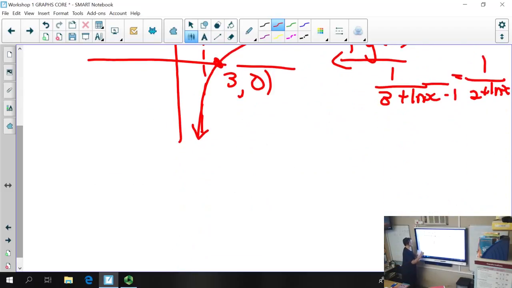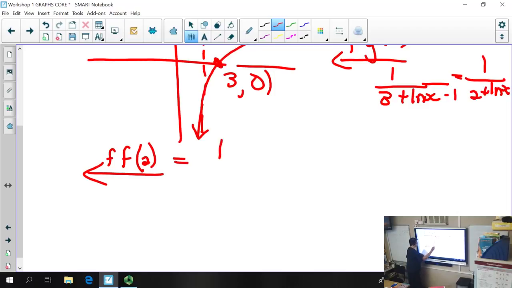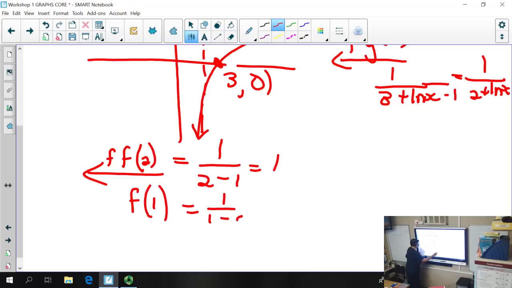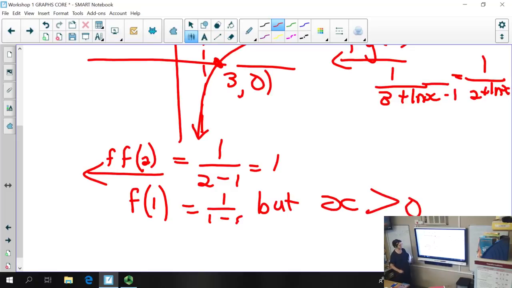Then explain why ff(2) cannot be evaluated. Now, what did we say is ff(2)? I just do the same thing. f is 1 over, so it is then 1 over 2 minus 1, which is 1. Then you again f that 1. So it's 1 over 1 minus 1. But refer to the restriction, x should be more than 0. So you refer back to that restriction there.